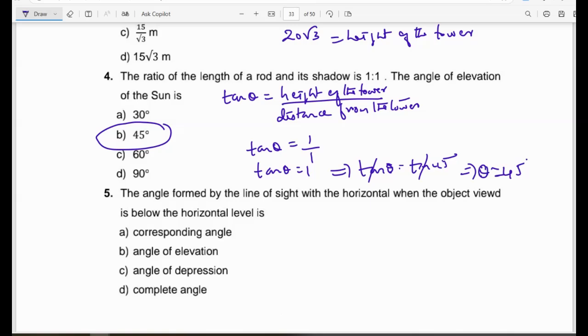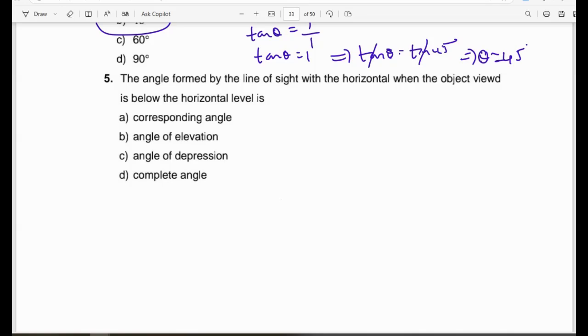Moving on to the next question: the angle formed by the line of sight with the horizontal when the object viewed is below the horizontal line is. So here the angle which will be formed will be the corresponding angle. It will be the corresponding angle.